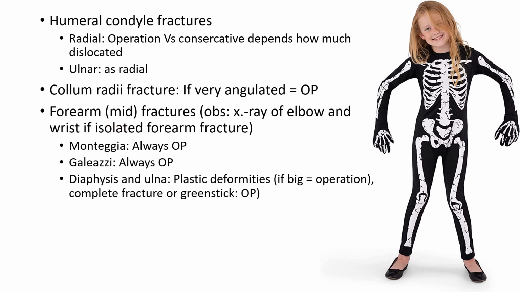If you have forearm fractures, again, everything on the forearm that is not metaphysis usually has to be operated on. Think of the Monteggia and the Galeazzi, which are somewhat child fractures. You have diaphysis and ulnar fractures, especially with these plastic deformities. And if it's big, then you have to operate.